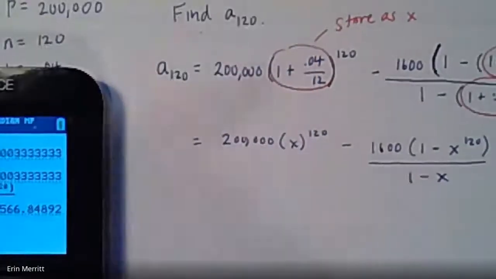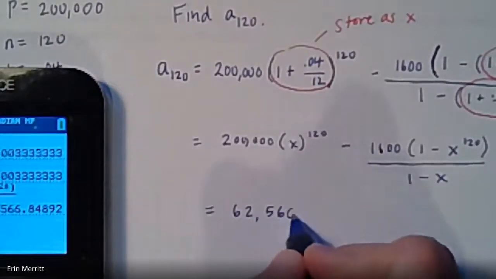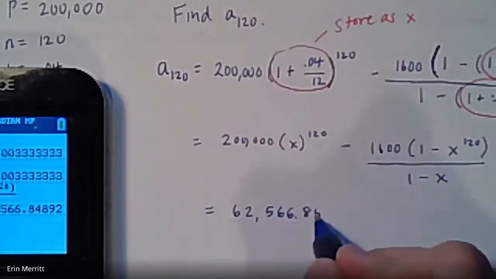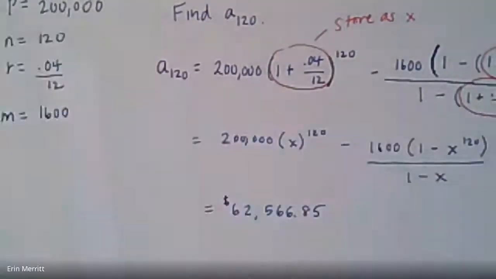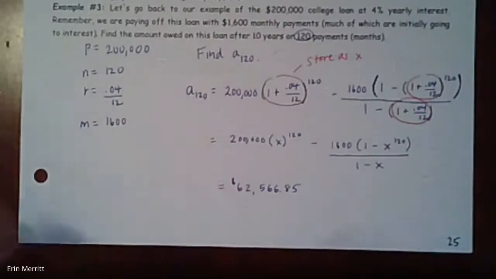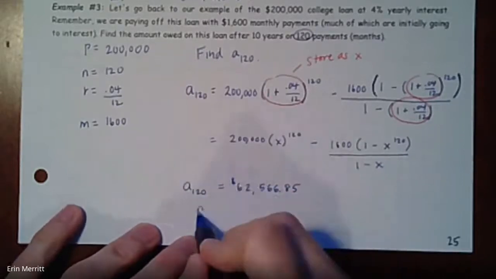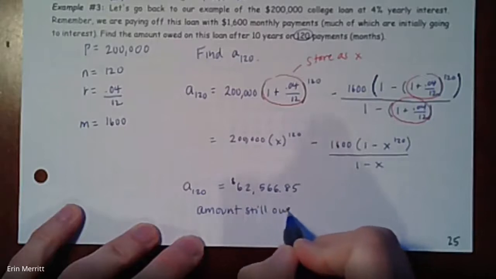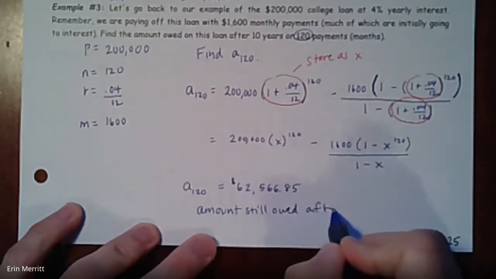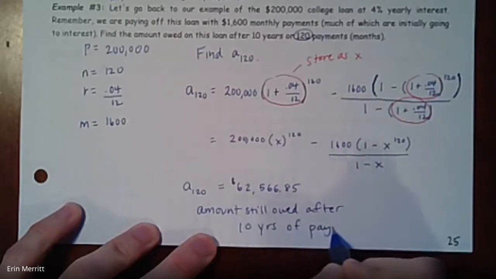What we should have here is $62,566 and about 85 cents. That is how much is still owed on this loan after making 10 years worth of payments. So that's what this means. This is the amount still owed after 10 years of payments.